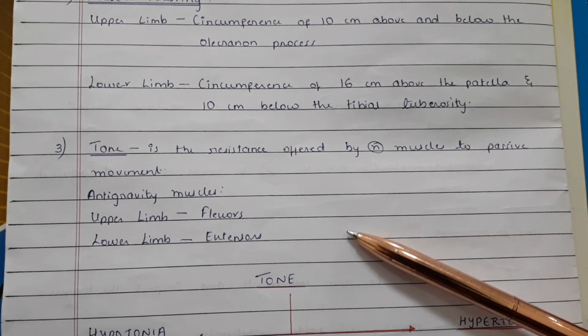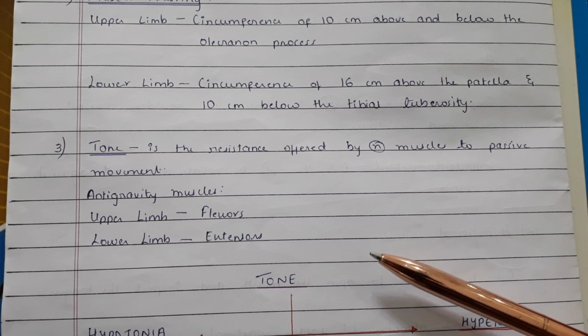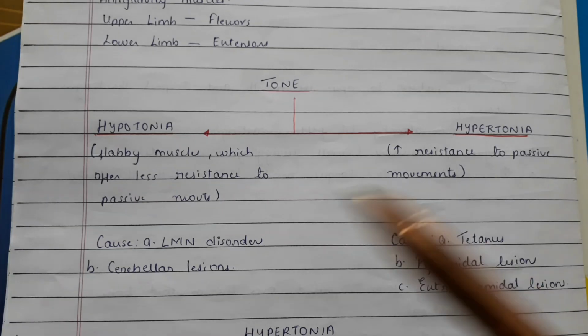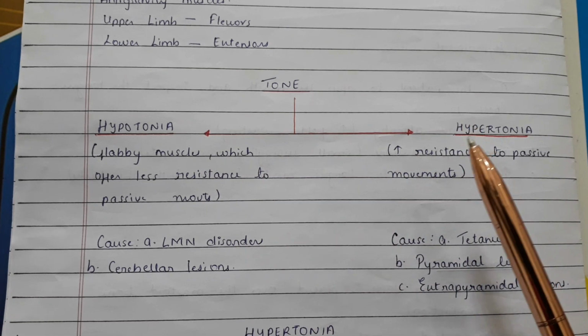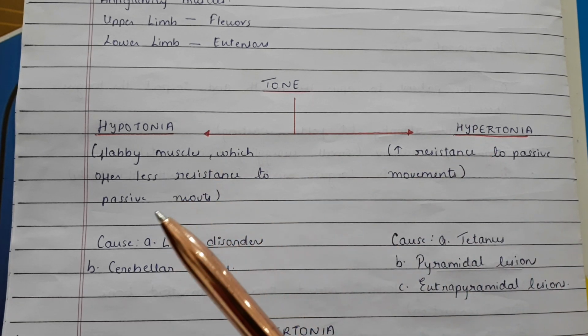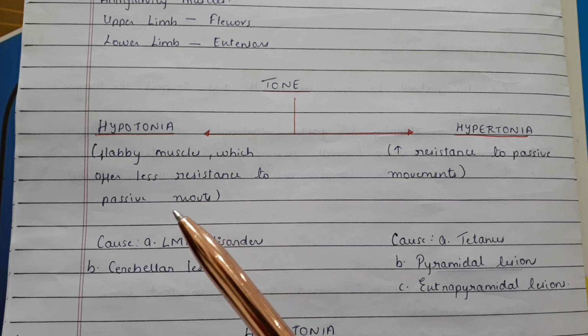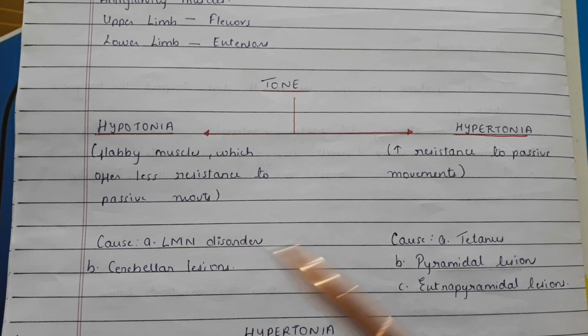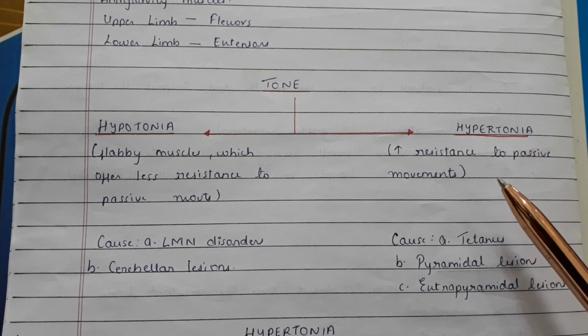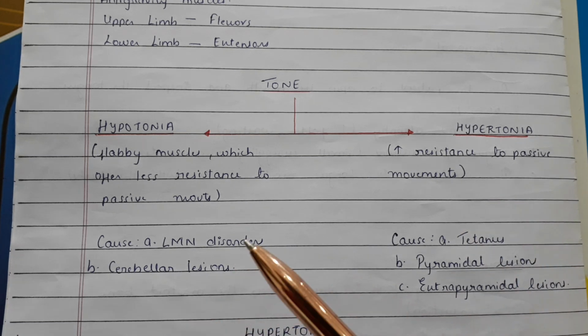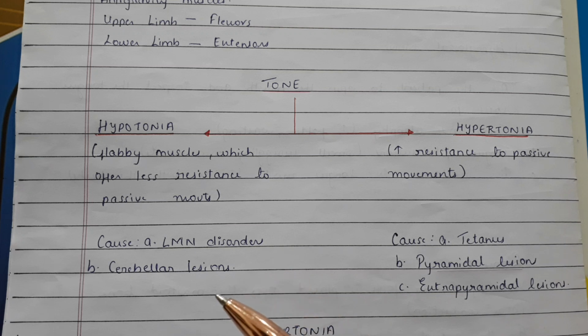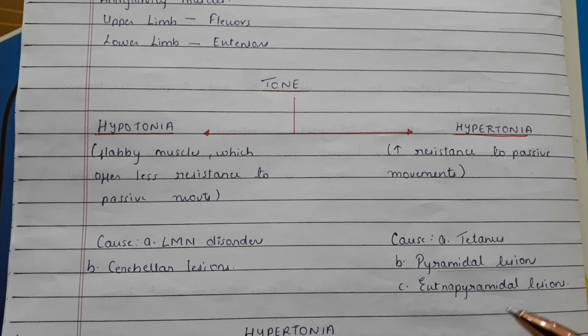Anti-gravity muscles in the upper limb are the flexors and in the lower limb are the extensors. Tone of the muscles can either be hypotonic or hypertonic. Hypotonia is wherein you see flabby muscles which offer less resistance to passive movements. Hypertonia is where there is increased resistance to passive movements. Cause of hypotonia is lower motor neuron disorders or cerebellar lesions. Cause of hypertonia is seen in tetanus, pyramidal lesions and extrapyramidal lesions.